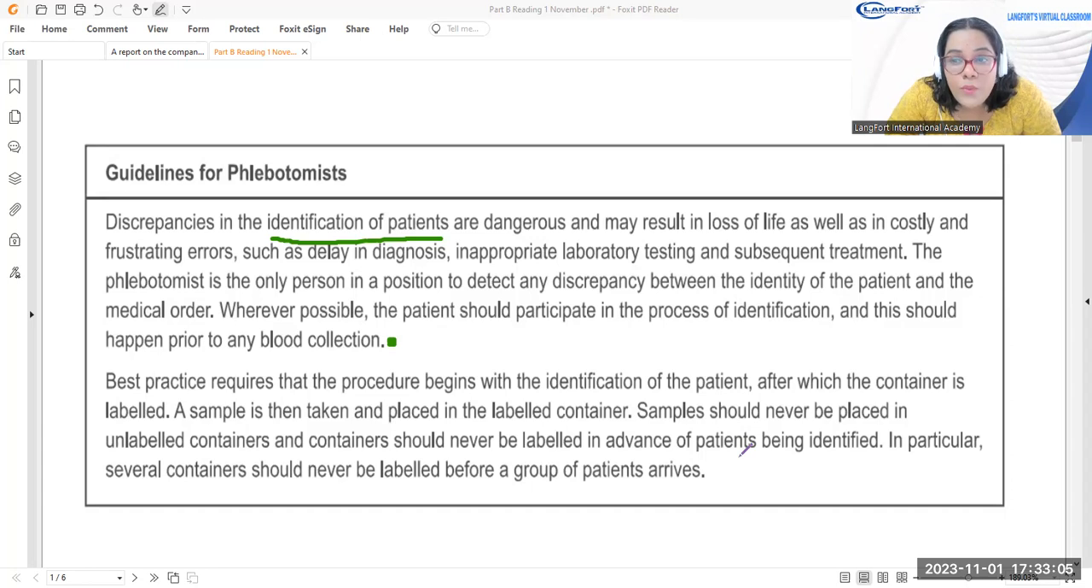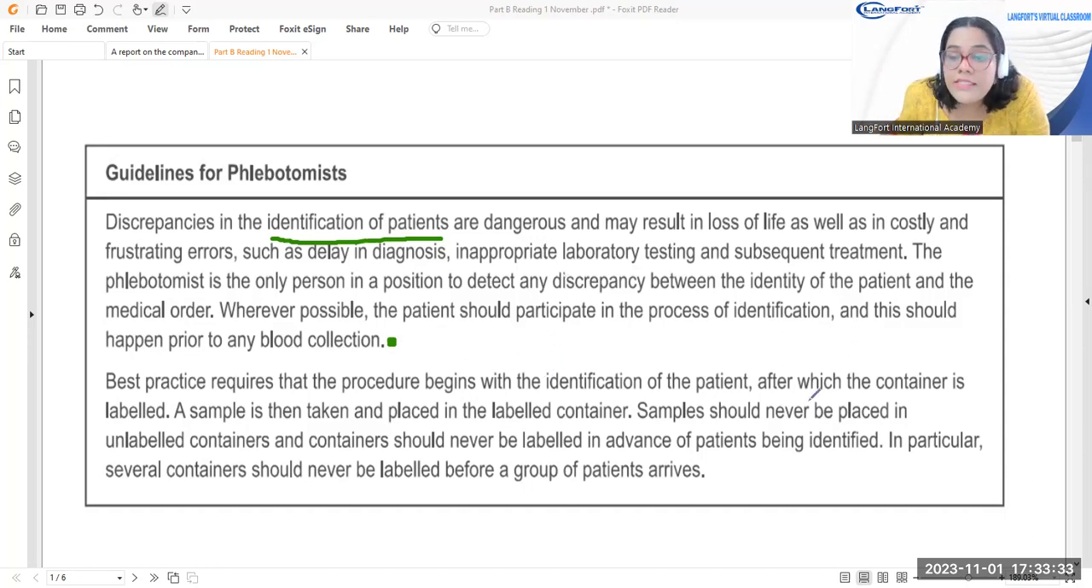They are talking about what would be the best practice methods. They say that best practice needs that the procedure begins with the identification of the patient. So the best way to carry out anything would be to start the procedure by identifying the patient. After that, label the container. A sample is then taken and placed in the labeled container. So you identify the patient, then you label the container, then you take a sample, then place it inside the labeled container.